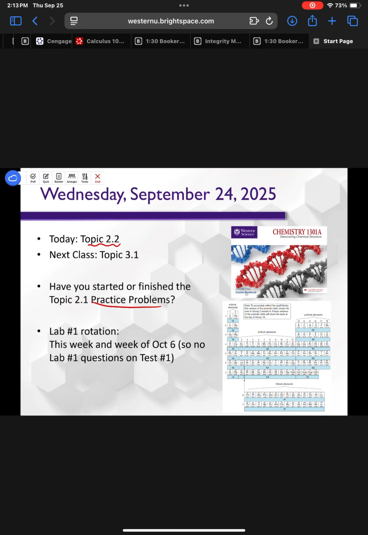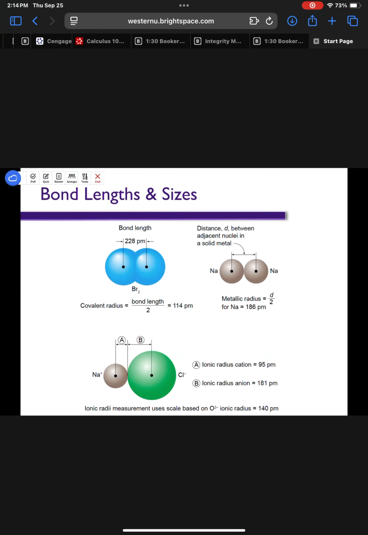As a little reminder, make sure you're working through those practice problems. We're done topic 2.1, so that means you need to be working through those problems. Hopefully you're done them already. If not, by the end of this week, make sure you're up to date on those practice problems. We realize the Lab 1 rotation is happening this week, but not next week. But it is the week following. So that means we won't have questions on Lab 1 on the test, because only half of our students will have done it by test 1.